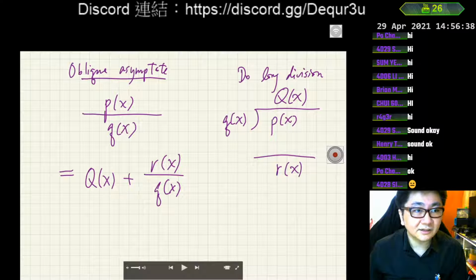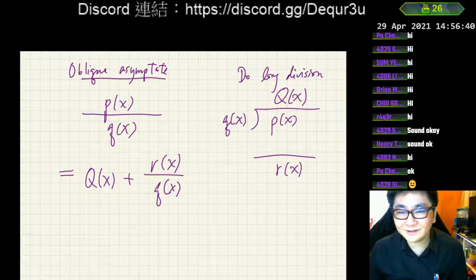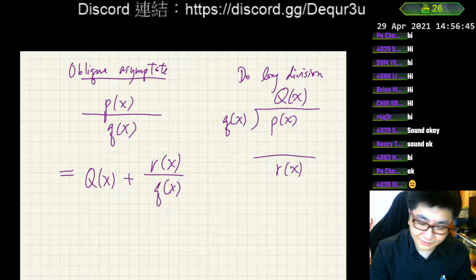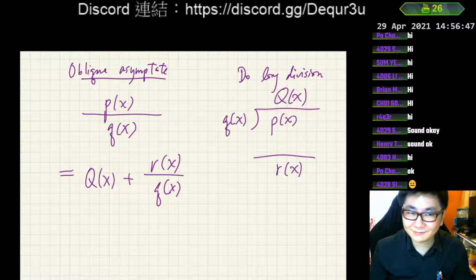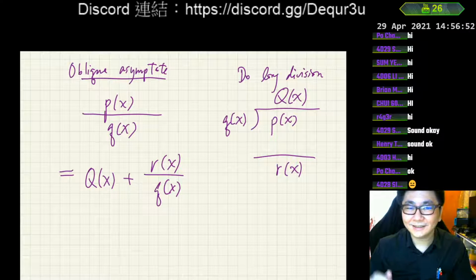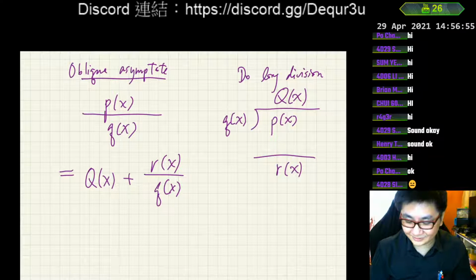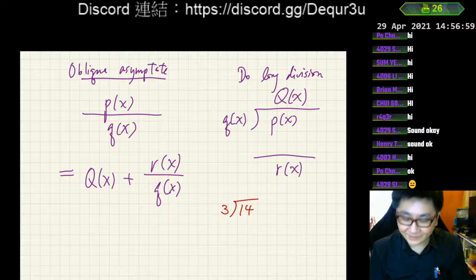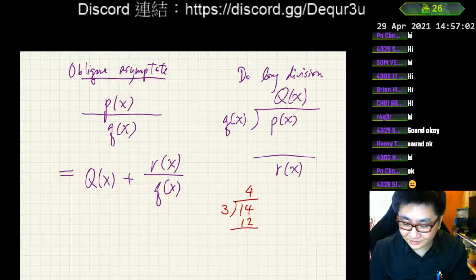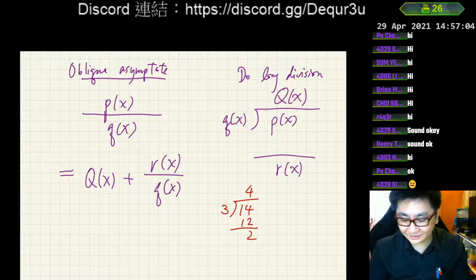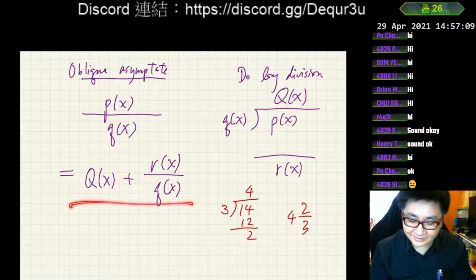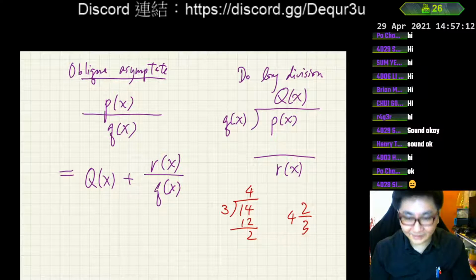In fact, it is not something very new, because do you remember primary school? Do you know what I'm going to talk about? In primary school, you also did something like this. If you are doing 14 divided by 3, you get 4, then 12, then remainder 2. Then you make this into 4 and 2 over 3. It's exactly the same idea here.